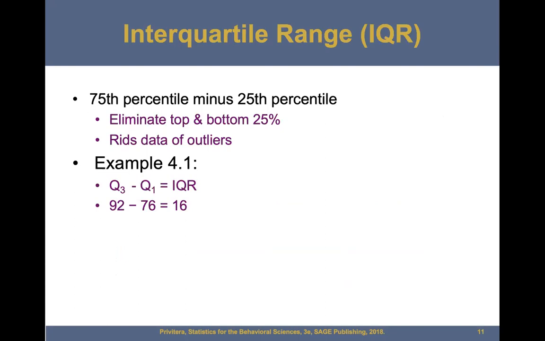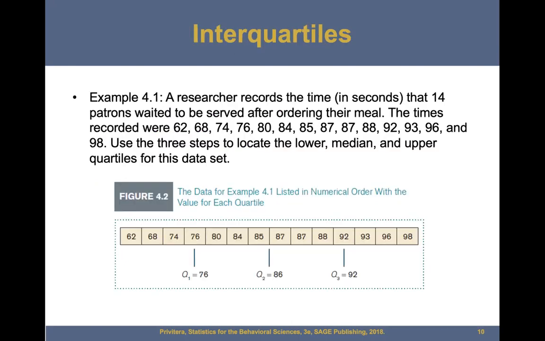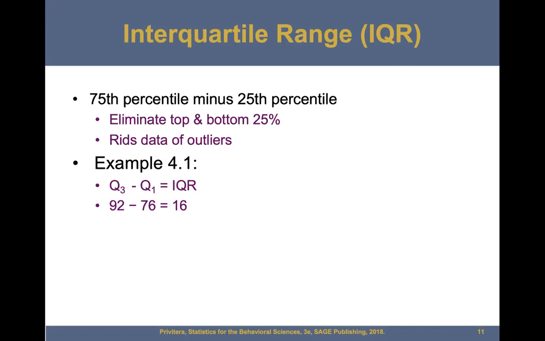So interquartile range, 75th percentile minus 25th percentile. For example, interquartile range, 92 minus 76 is 16. Now, where do we get that from? Well, we're eliminating the top and bottom 25%. So if we go back and look, that was 92. So we're taking this quartile minus that quartile. So quartile 3 minus quartile 1. And their interquartile range is 16.